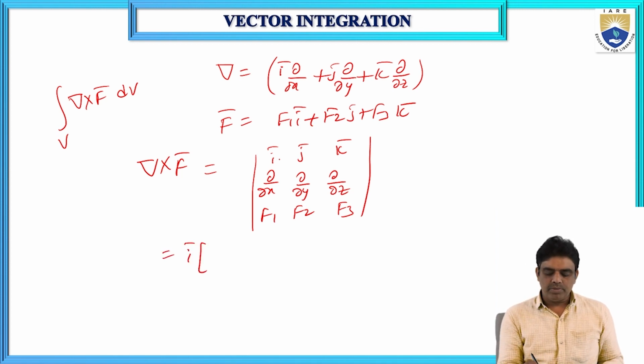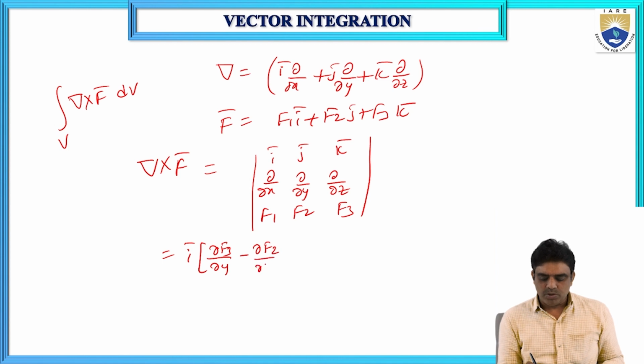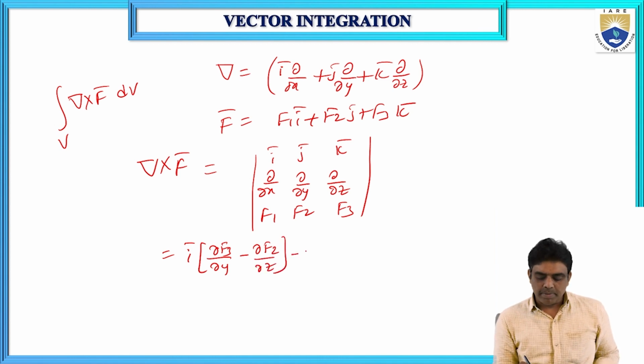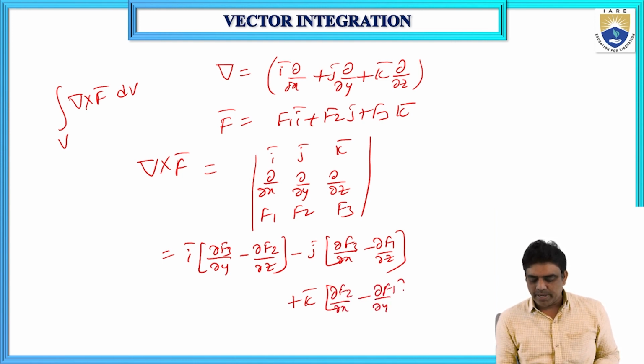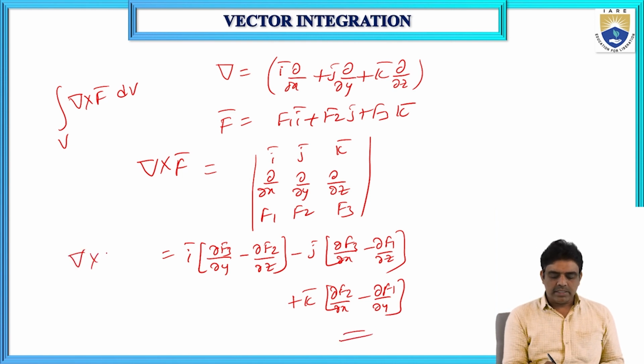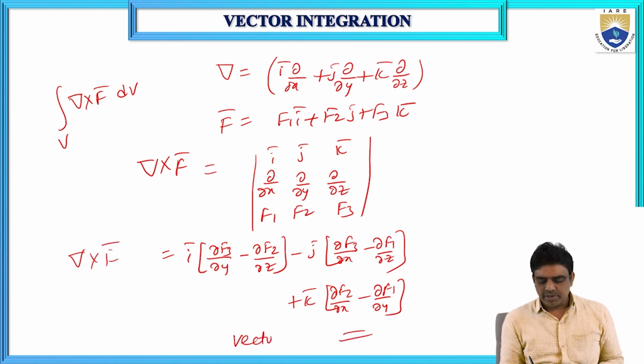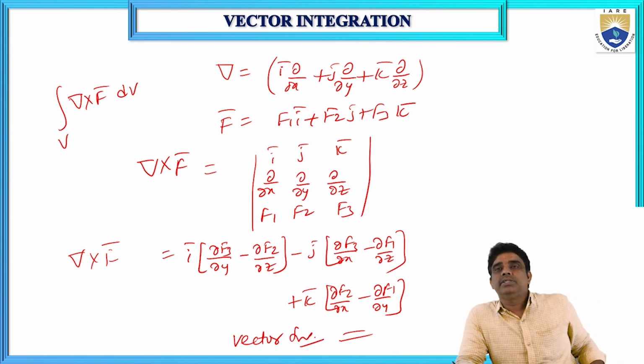Then it is i bar into, on discarding this column and this row, dou f3 by dou y minus dou f2 by dou z. That is the first term. Similarly, minus j bar into, on discarding this column and this row, dou f3 by dou x minus dou f1 by dou z. Plus k bar into, what is the last column? On discarding this column and this column, dou f2 by dou x minus dou f1 by dou y. So this is del cross f bar. Clearly it is a vector function because it contains i bar, j bar, k bar.